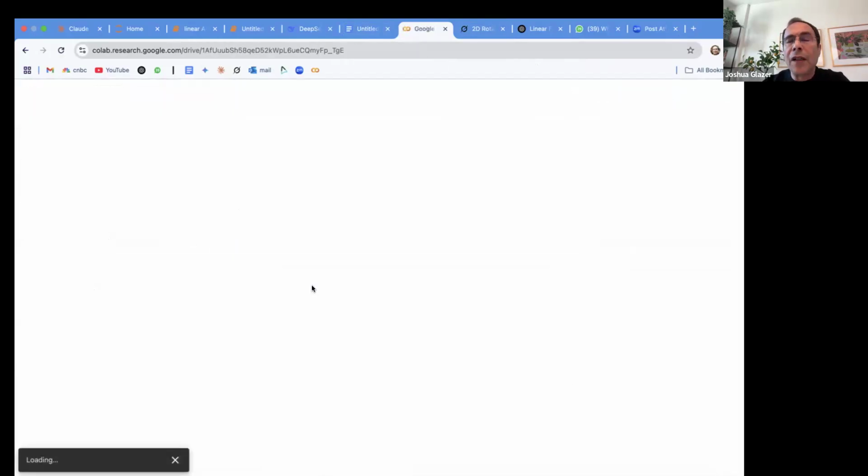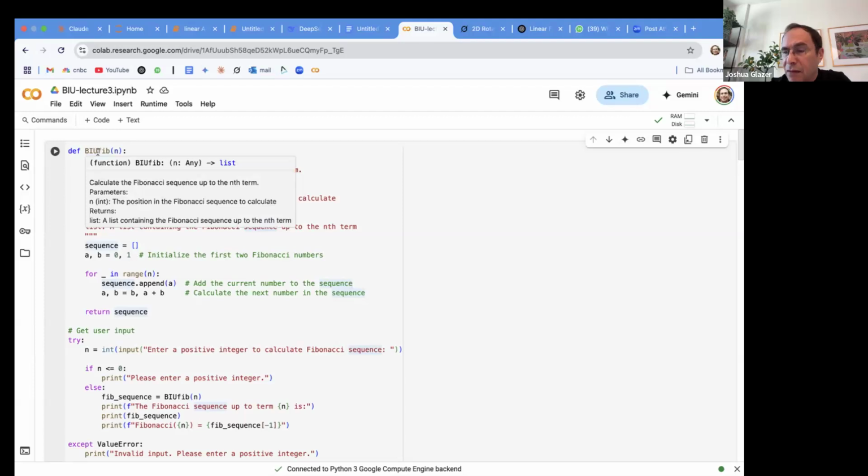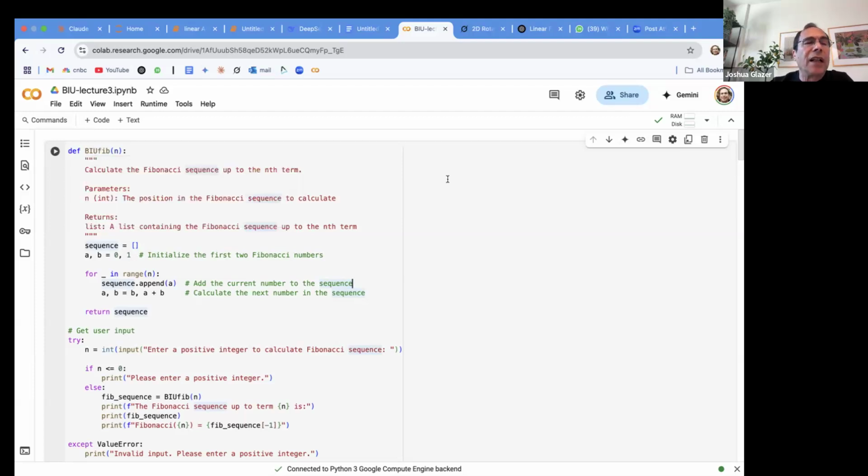Okay. So this is a notebook that I prepared before we do the Monte Carlo thing. And what I did is simply ask it to write a function that writes the Fibonacci numbers. So what you see here is how we define a function in Python. I even called it BIU in order to make it our function, so no one else uses it. And I also asked it to do the commentation. So we have the commentations there.